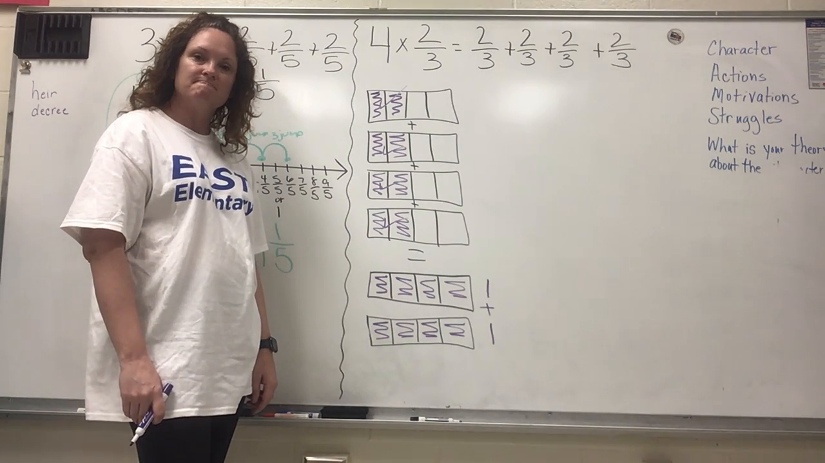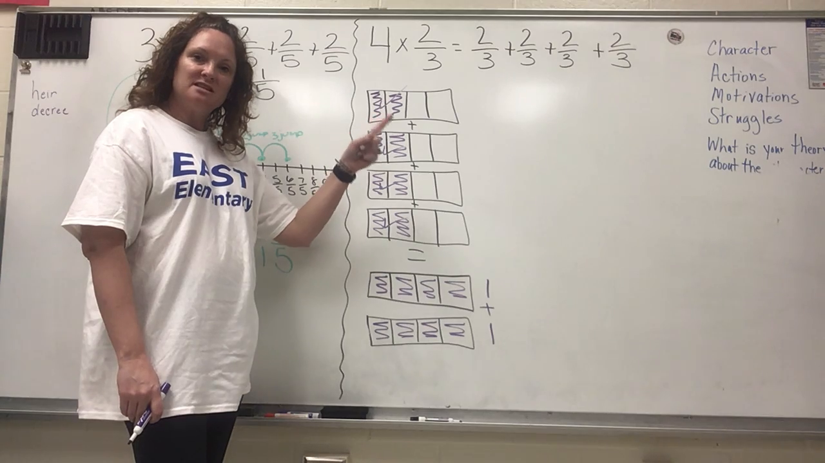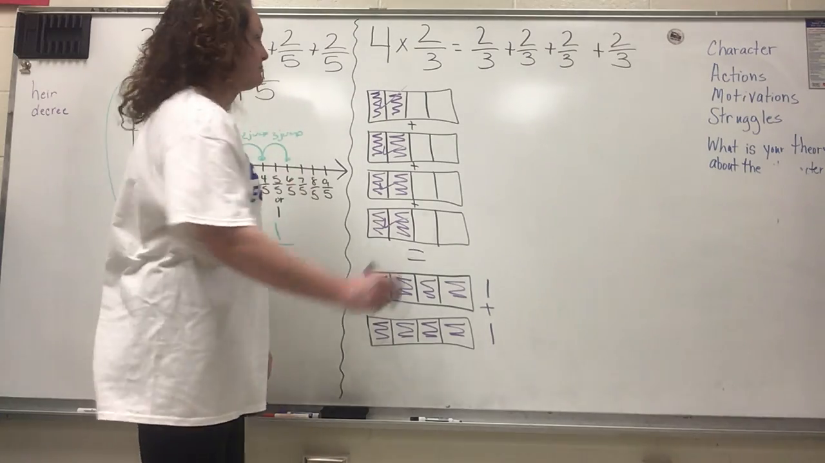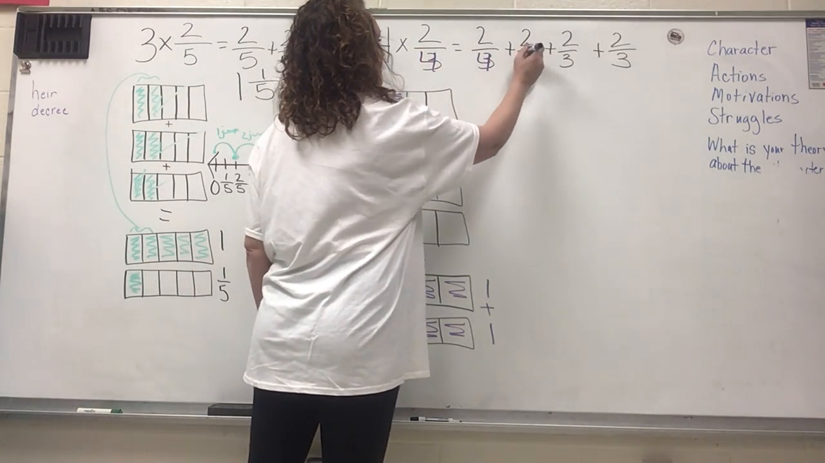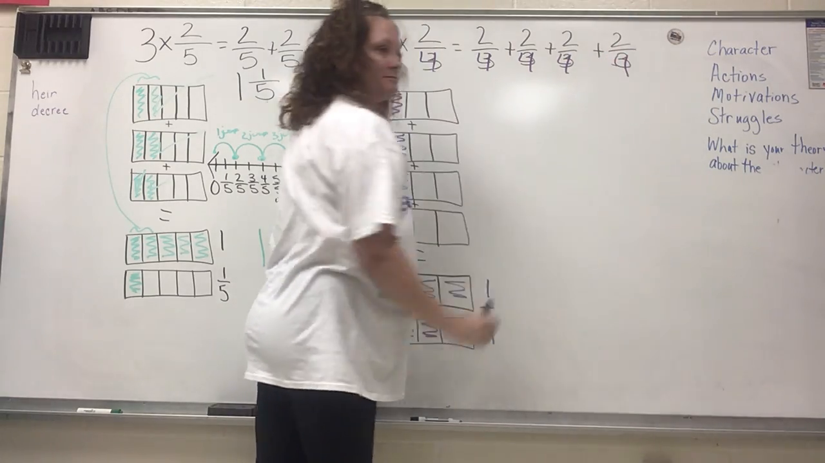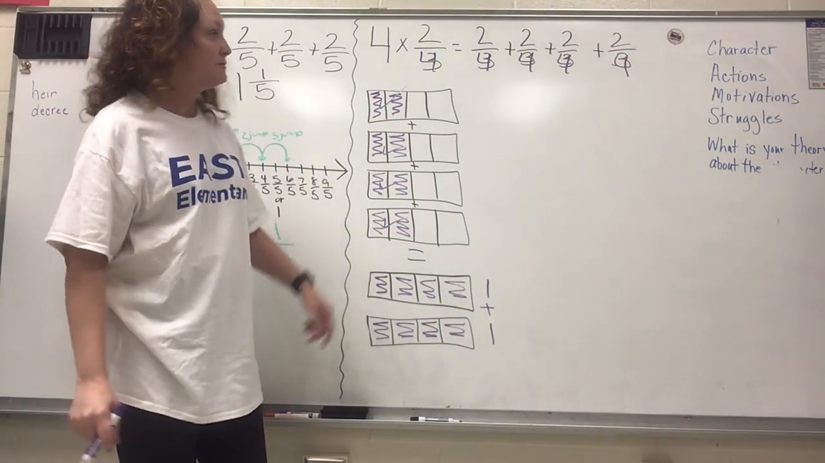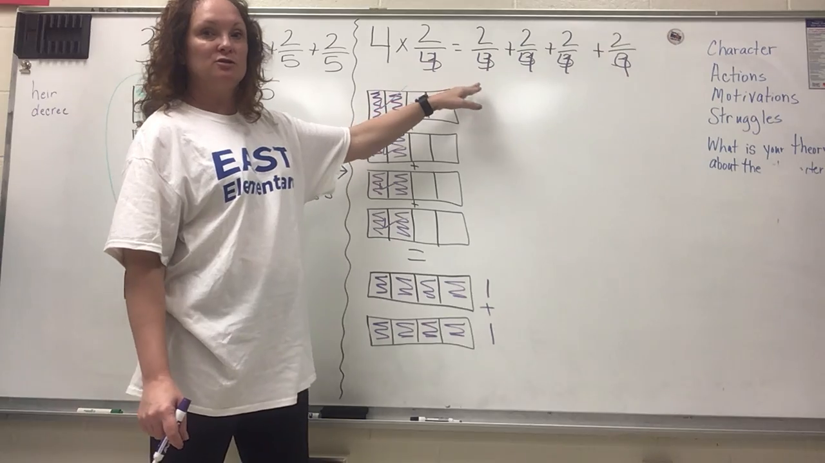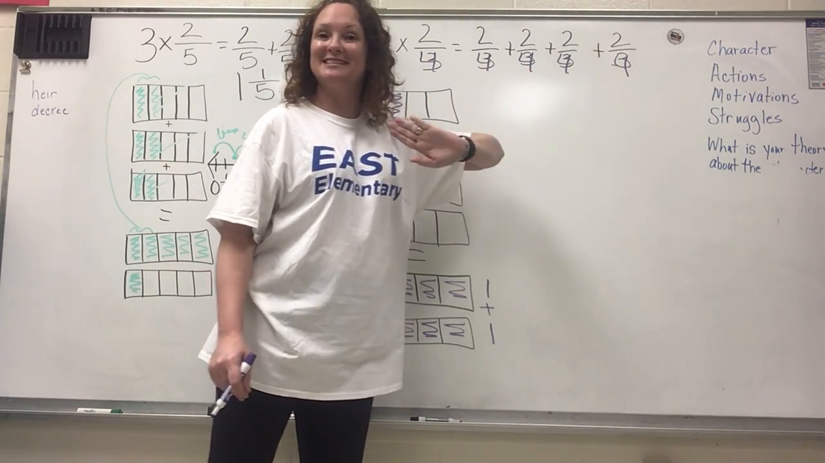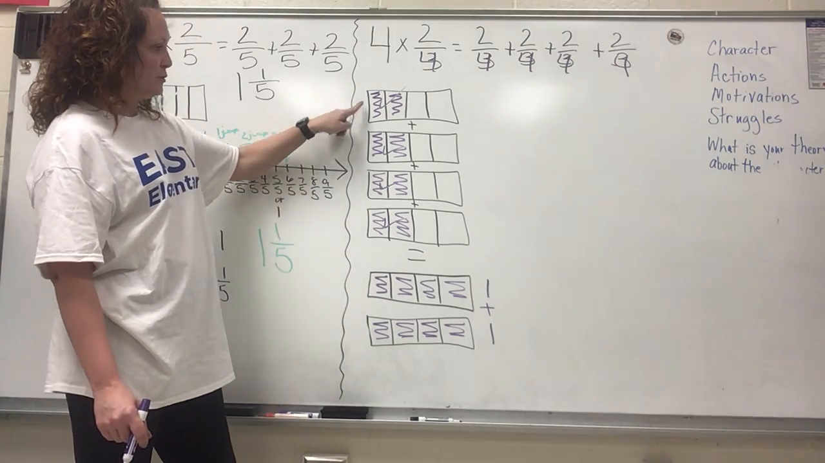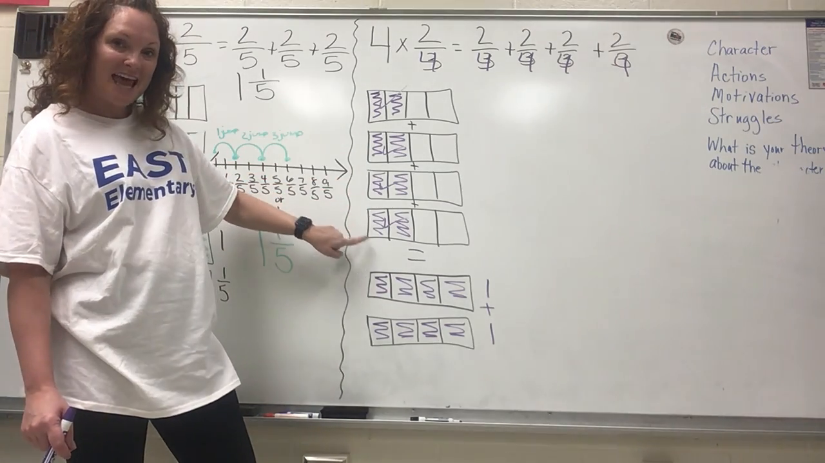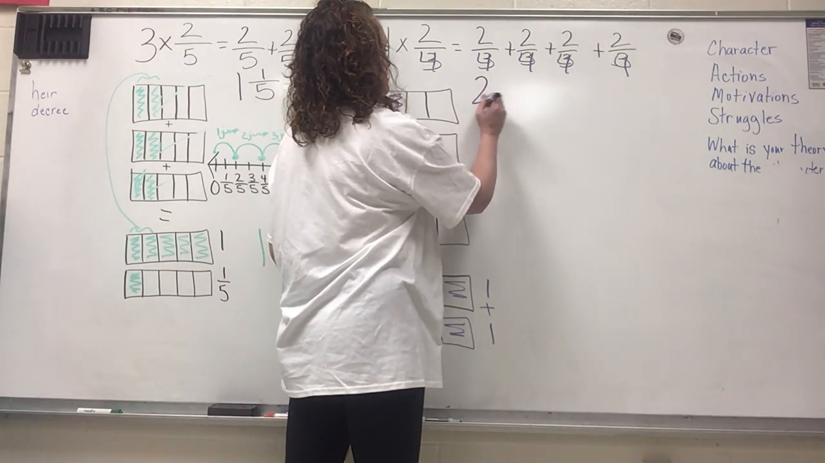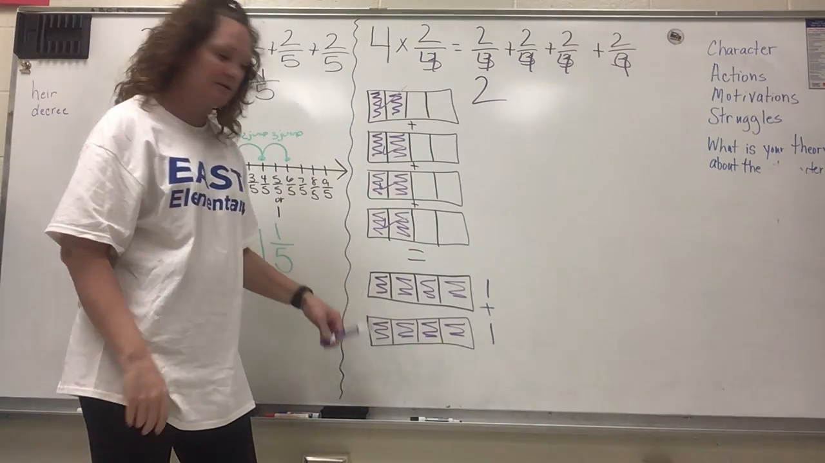Alright. So, four times. Y'all see what I just did? I put these into fourths and not thirds. Well, we're going to go with it. There we go. Let's roll on. So, 4 times 2/4 is the same as 2/4 plus 2/4 plus 2/4 plus 2/4. All right, well, we modeled on here. 2/4 plus 2/4 plus 2/4 plus 2/4 equals 2. I can't believe I did that. Okay.